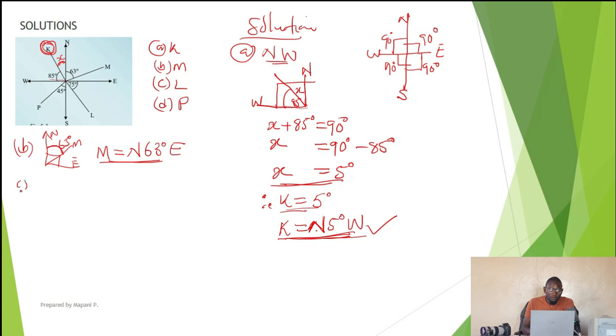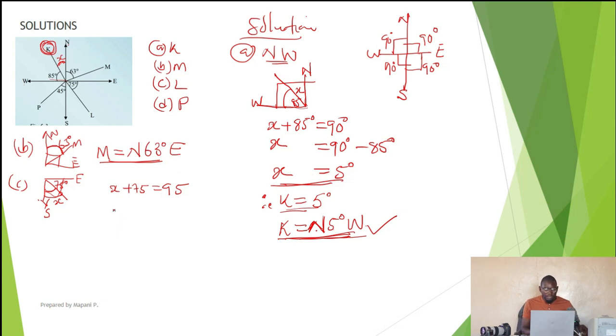So we go to question C, which is L. Again, L here, if you check, you have east and you have south. Then this one is 90 degrees. Then you've been given 75 degrees. Then you don't know the other bearing. Remember, you have to measure it from the south. So it is this degree that you are looking at. So we are saying this should be x plus 75 has to equal 95.